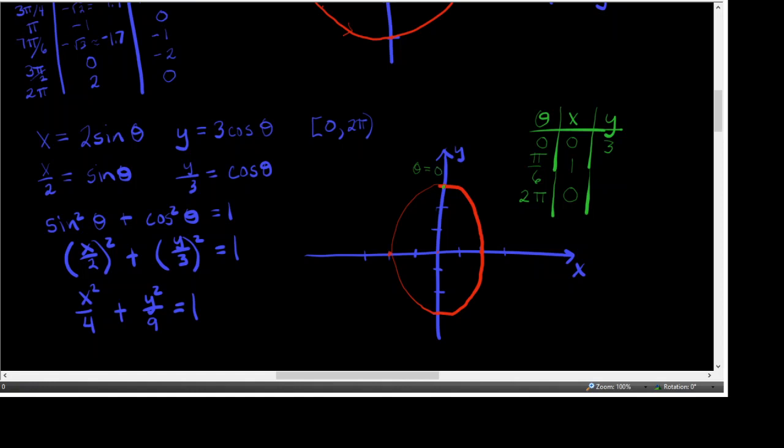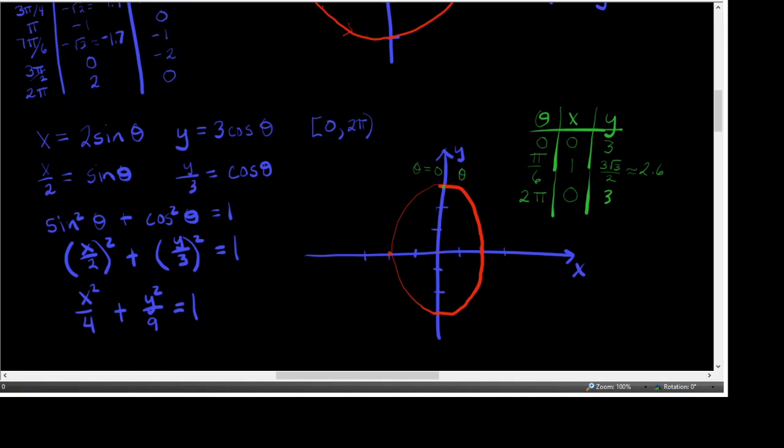So cosine of pi over 6 is square root of 3 over 2. Multiplied by 3 is 3 square roots of 3 over 2, which is, let me get my calculator and see, about 2.6. And cosine of 2 pi is 1, 3 times 1 is 3. So we actually are going to end on the same point where we started.